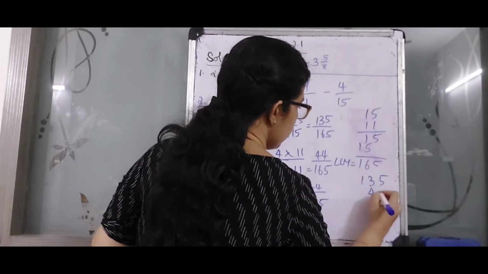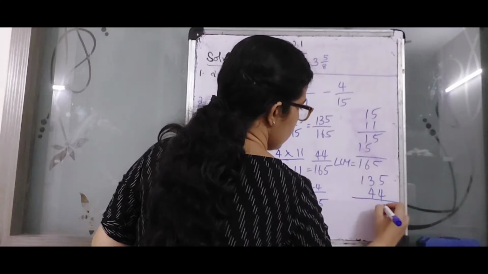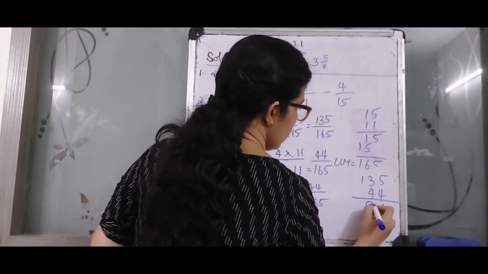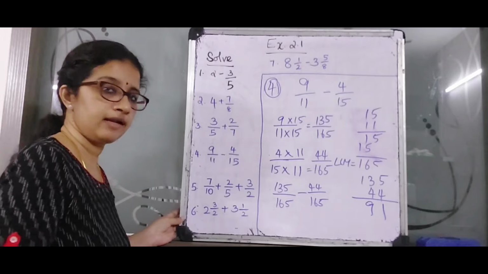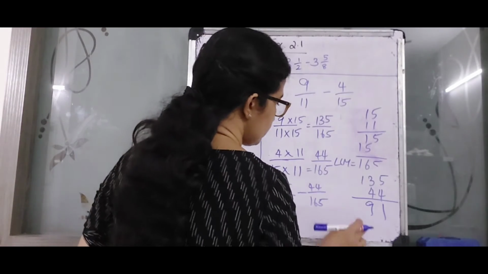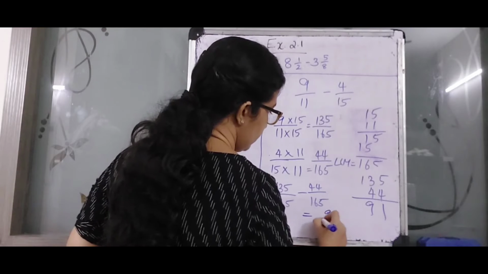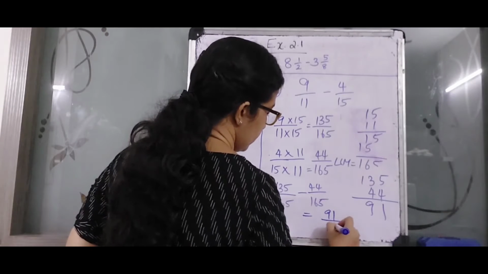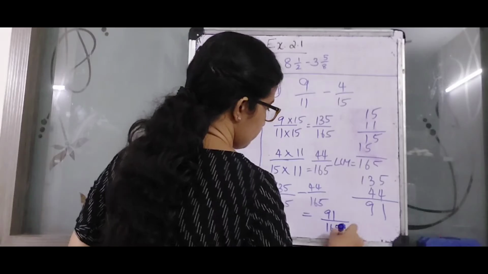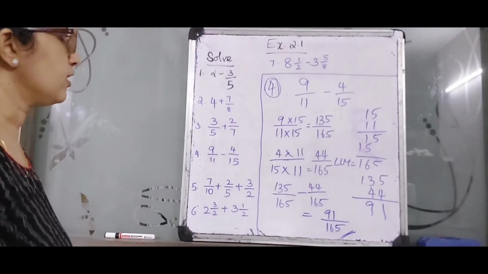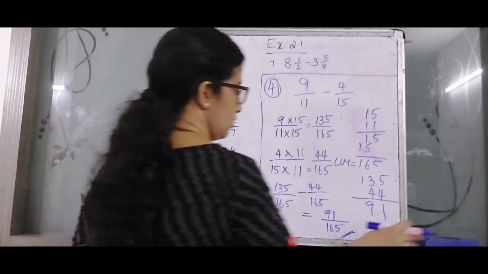135 minus 44 is 91. Right? So what is the answer? 91 divided by 165. This is the answer for the fourth question. Okay.